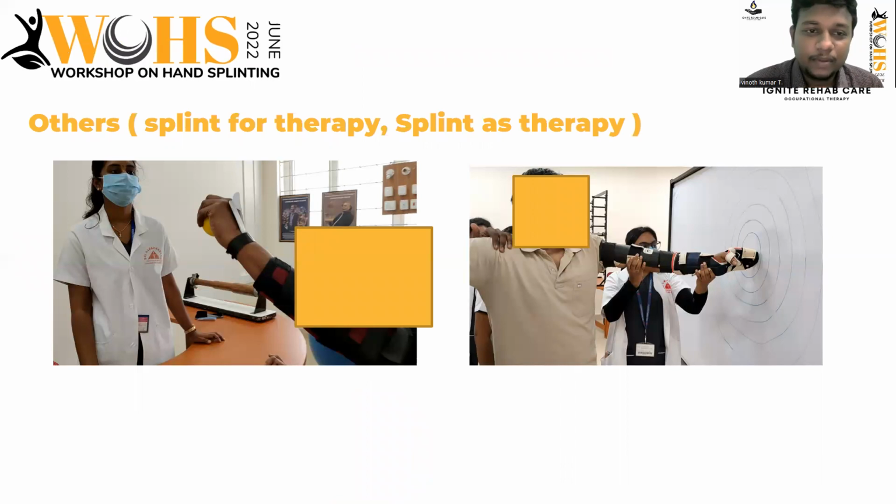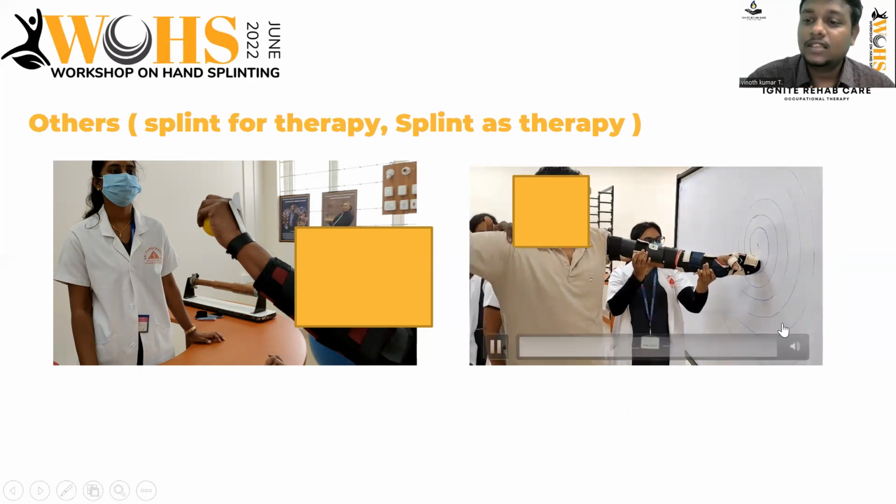As I told you before, there are other types of splints, which is something interesting. We can use splint for therapy and splint as therapy. Splint for therapy means the splint can assist us to provide the therapy. Splint as therapy means the splint acts like a device for the therapy. We'll see some videos that I have taken in my hospital, which will guide you on what I mean.